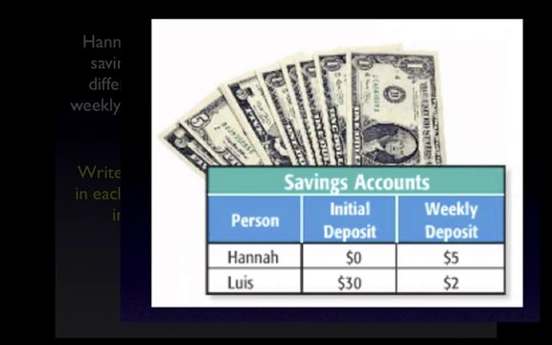Hannah has an initial deposit of $0. She doesn't put anything in right away, but each week she puts in $5. Lewis, on the other hand, starts off with a $30 initial deposit, and each week he puts in only $2. So you gotta figure, if Hannah's putting in $5 each week and Lewis is putting $2 in each week, at some point Hannah is going to catch up to Lewis, even though he put down $30 initially.